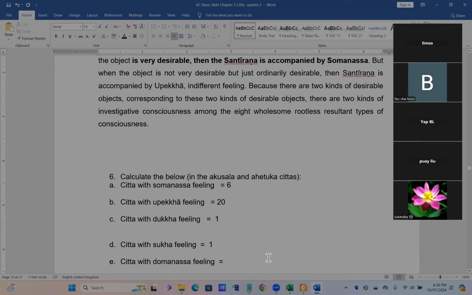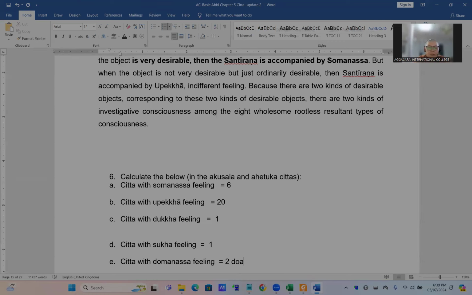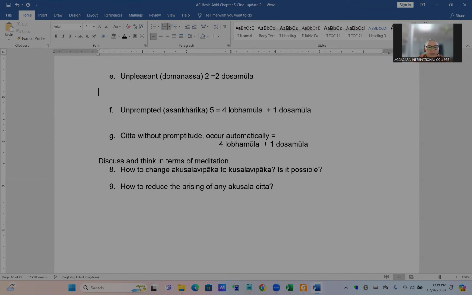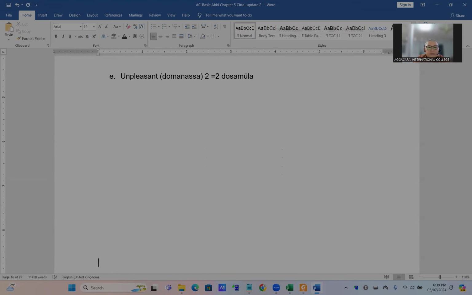There are two. Two from where? Prompted and one from the hatred-rooted. Yes. So dosa mula. One is prompted, another one is unprompted. Yes. Okay. So for dosa mula, you can write prompted and unprompted.